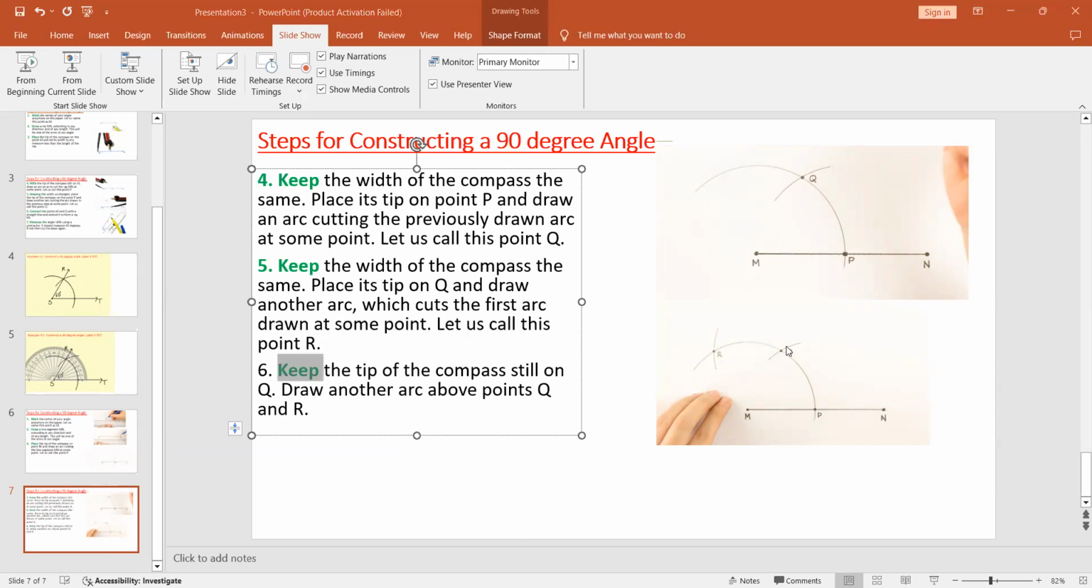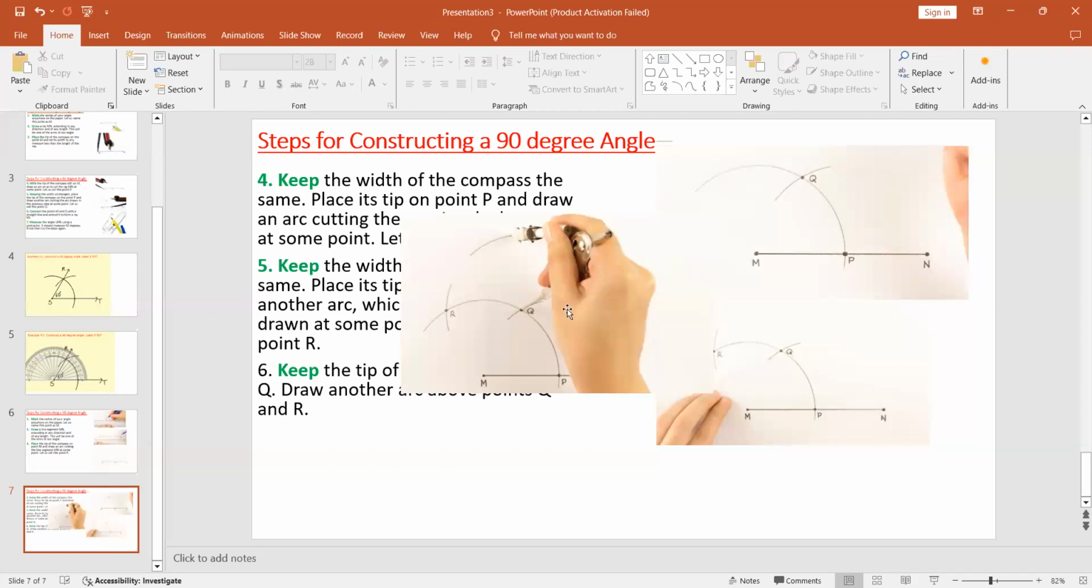We want to keep the compass still at point Q, then draw another arc above. So let me show you a picture of that. Remember, our compass is going to be at Q, and we're going to draw an arc above the points R and Q. That particular point is going to be used for the next step that we're about to go on.